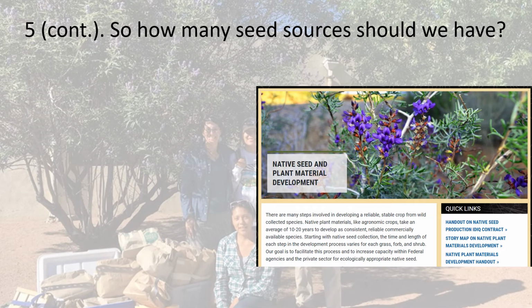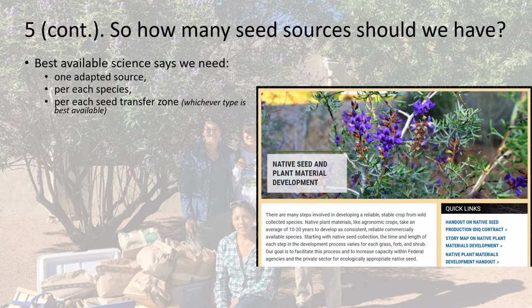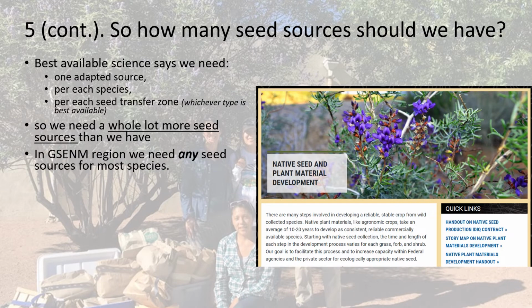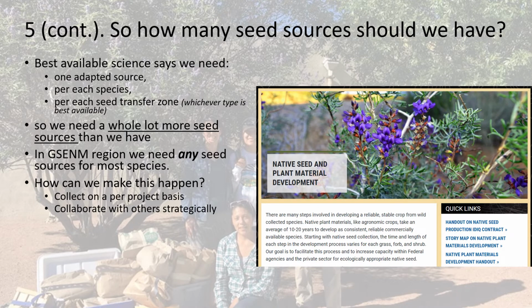We're still trying to answer the question about how many seed sources we should have when we're developing plant materials. Well, science of seed transfer zones says get 1 source for each species per zone. Oh, great, we're going to need a lot more seed sources available commercially than we have now. In the Staircase, we need almost any seed sources for restoration. How can we make this happen?